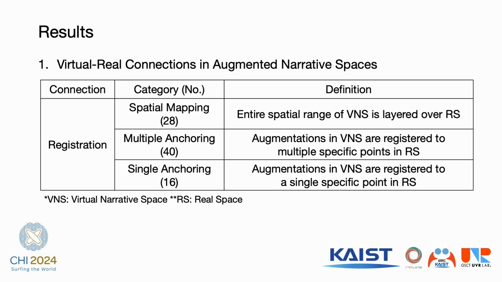When the entire spatial range of the virtual narrative space is layered over the real space, it is labeled as spatial mapping. Multiple and single anchoring refer to when augmentations in the virtual narrative space are registered to either multiple or single specific points in the real space.